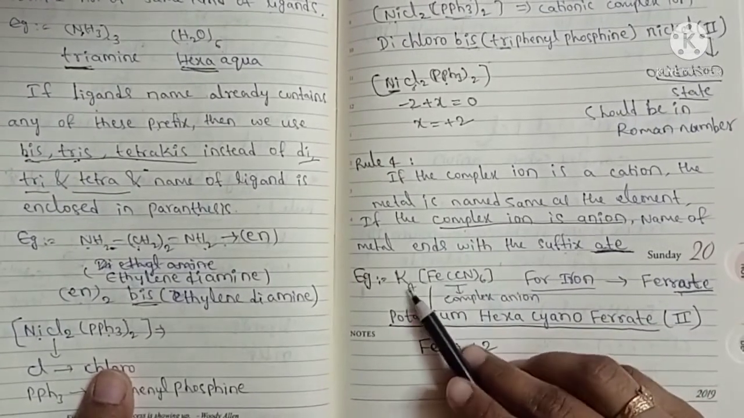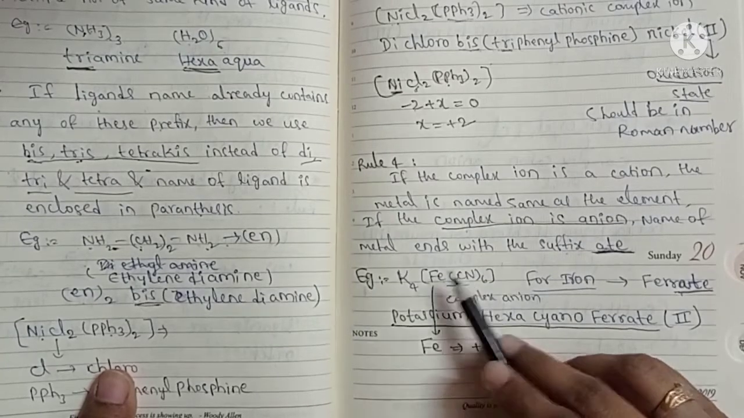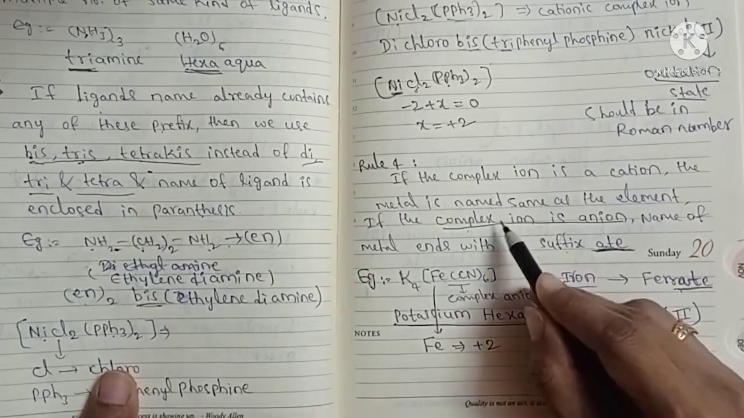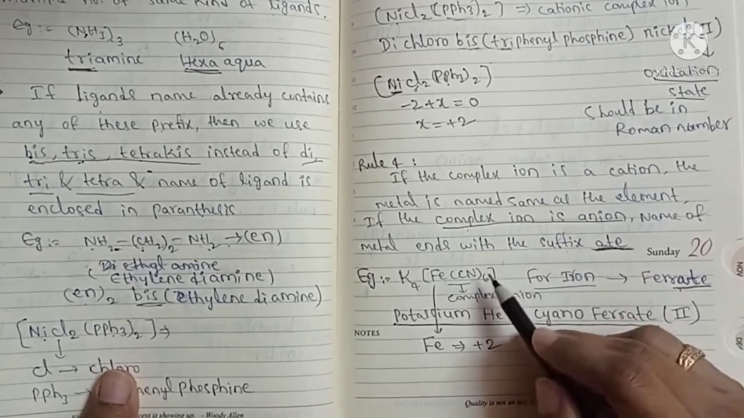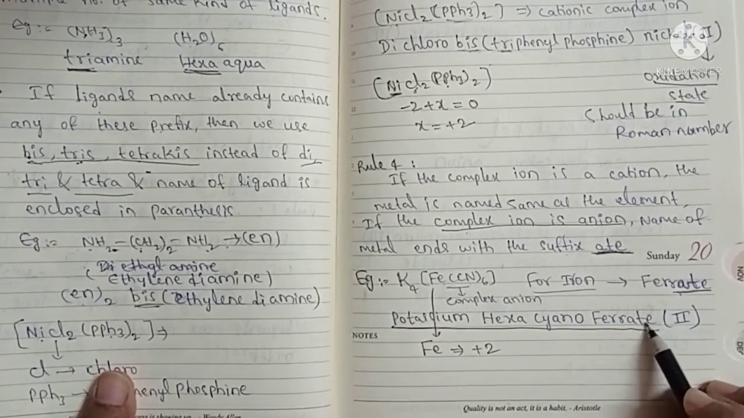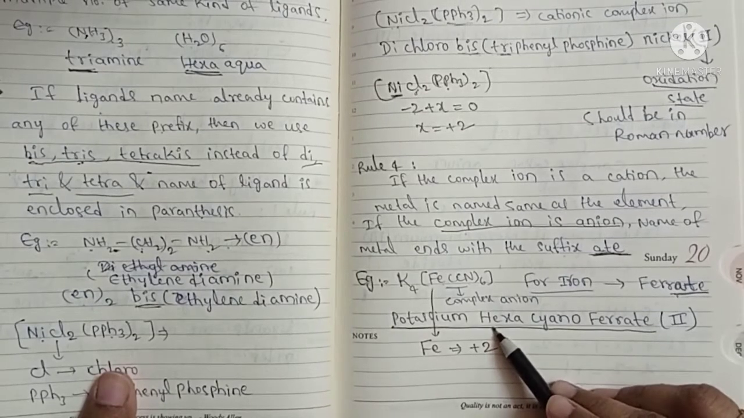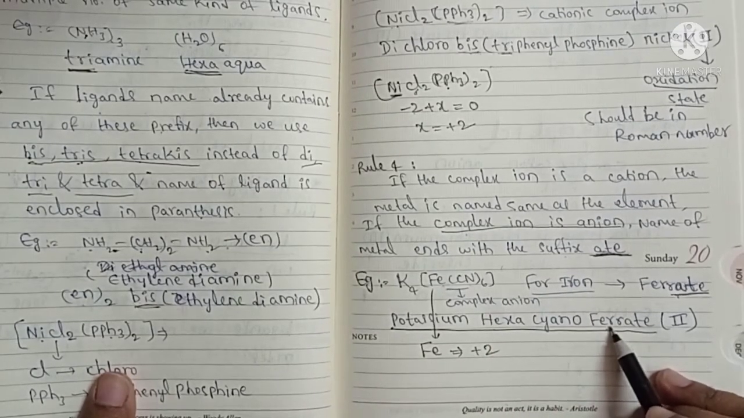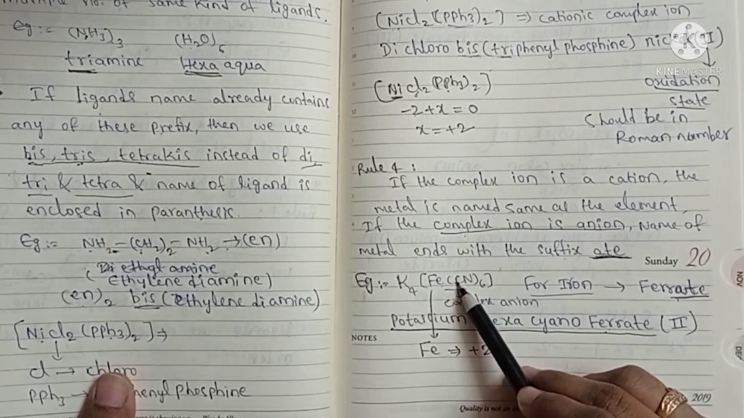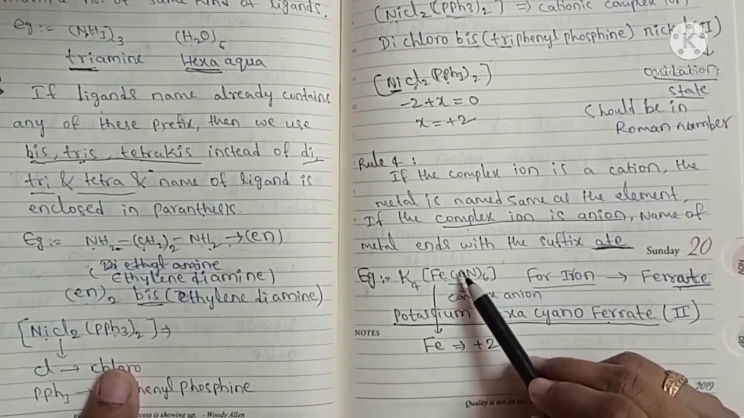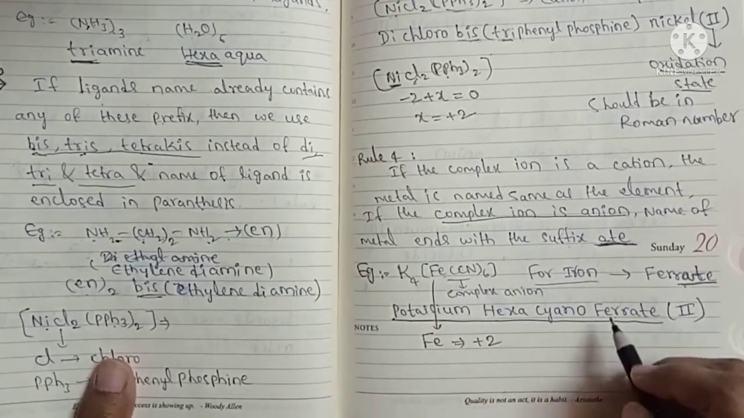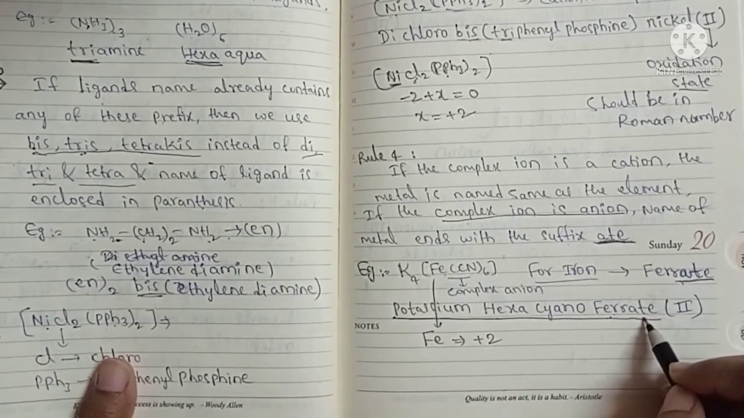For example, if you see K4[Fe(CN)6], here this is the simple cation and this is the complex anion. If the complex ion is an anion, the name of the metal ends with the suffix ate. So in this name we have written ferrate. First the ligands are named, then followed by the metal, and this metal name ends with the suffix ate if the complex ion is an anion. If it is a simple anion, there is no change. But if the complex ion is the anion, then we should end the metal with ate. That you have to remember.